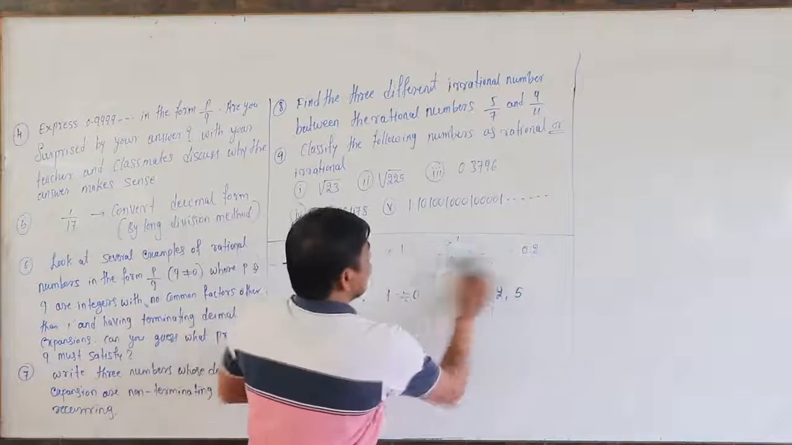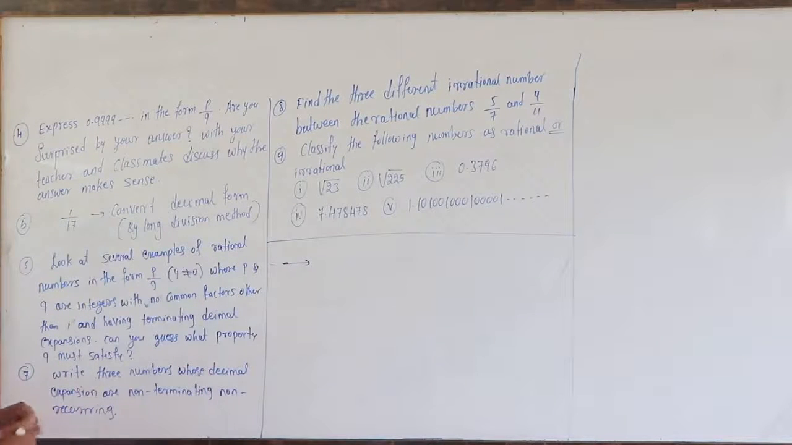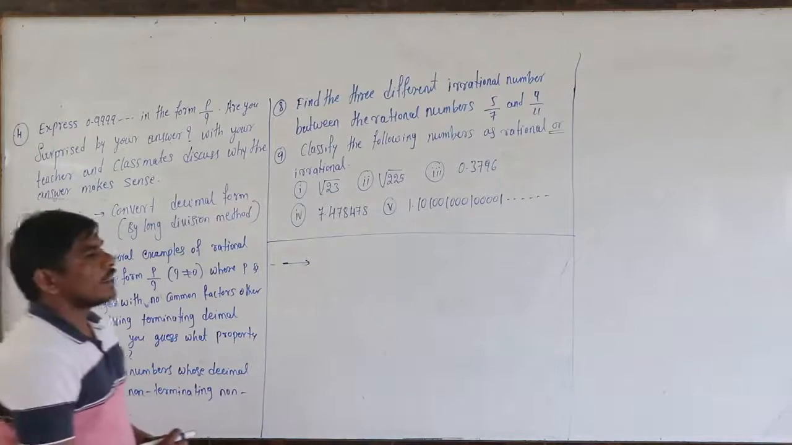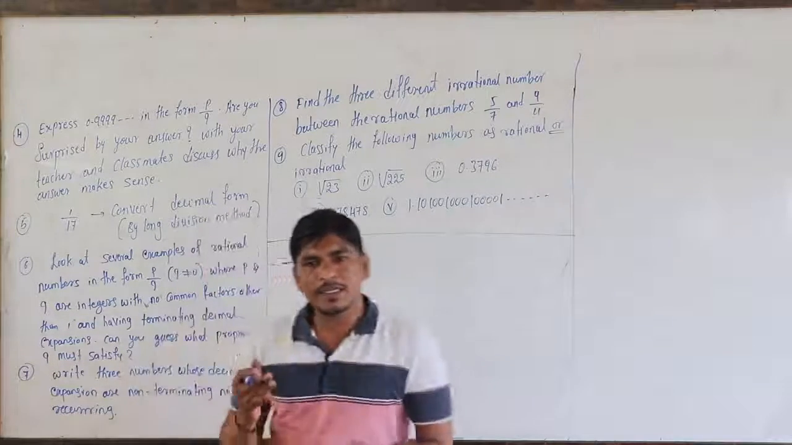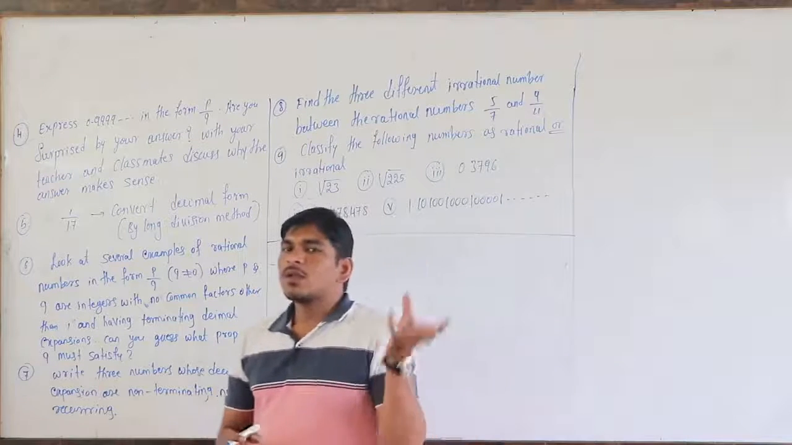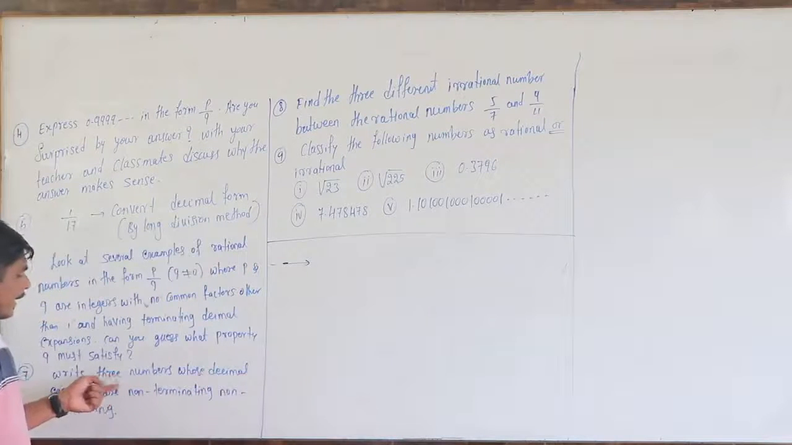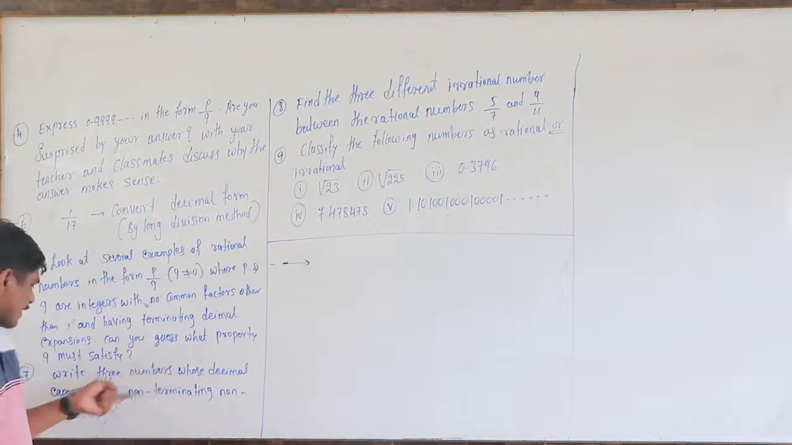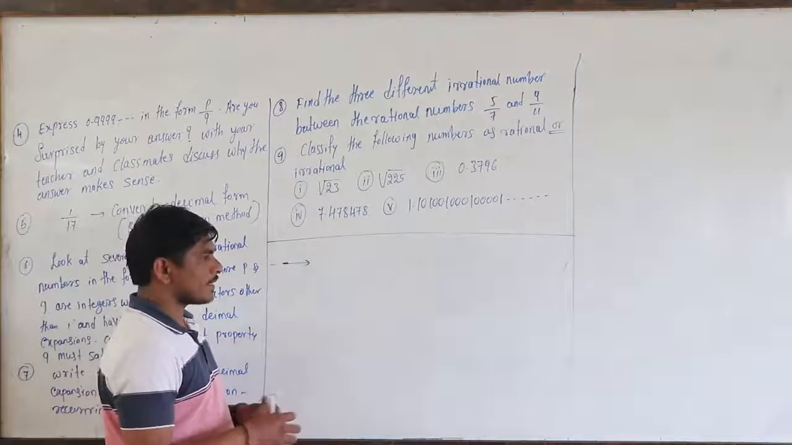Now, the next question, the 7th one: write 3 numbers whose decimal expansions are non-terminating, non-recurring. In the last class we have already discussed terminating and non-terminating, and non-recurring also. All the irrational numbers are non-terminating and non-recurring. But in this problem, write 3 numbers whose decimal expansions are non-terminating and non-recurring. Many examples are there. You have to take any example.